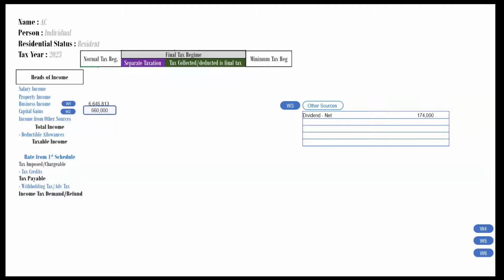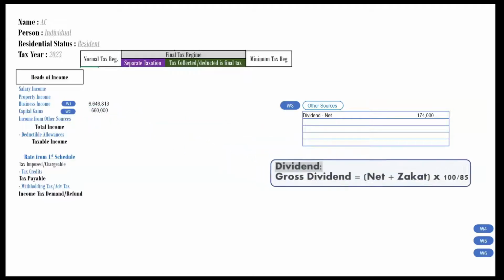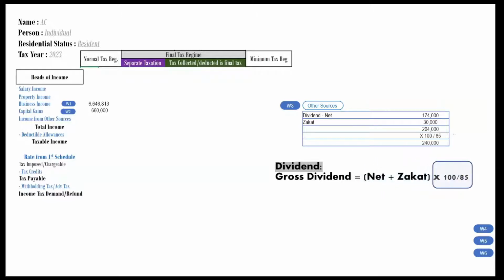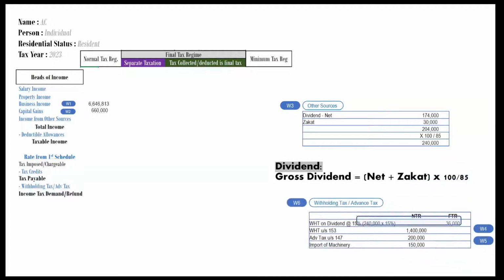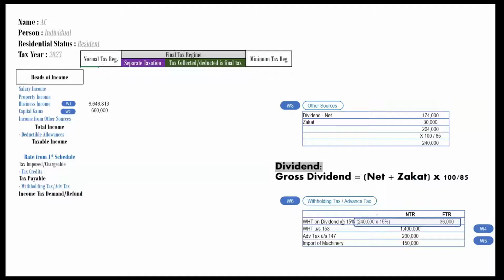Working 3 is about dividend. We have to calculate gross dividend figure first. Recall formula for gross dividend. Add up zakat amount of rupees 30,000 as given in question. Now multiply it with 100 over 85. Rupees 240,000 is gross dividend. Now we can easily work out withholding tax at 15% on dividend. Withholding tax comes to rupees 36,000.